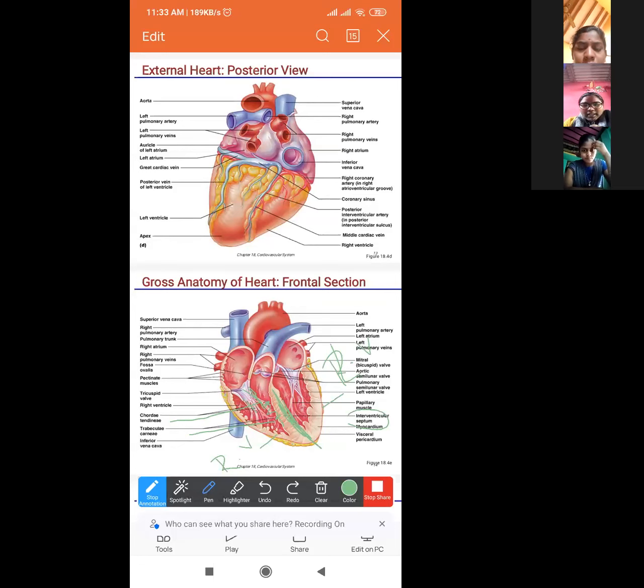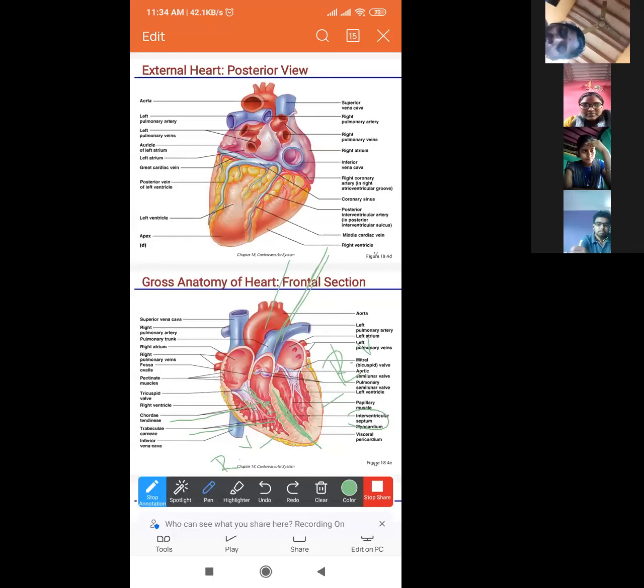Ma'am, why is the pulmonary artery carrying deoxygenated blood in the heart? Yes, I will tell you now. That only is the physiology. We were going to know that. But now you understood the parts. This is the aorta, you know. This is the pulmonary artery. You see the pulmonary artery, which color is here? Blue.